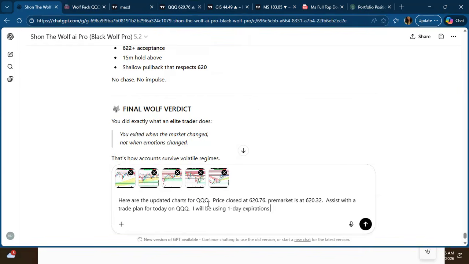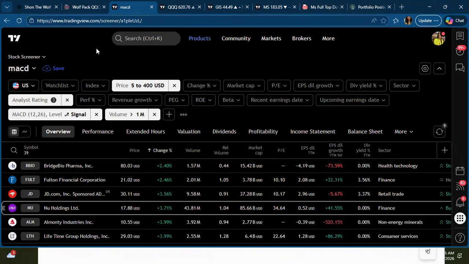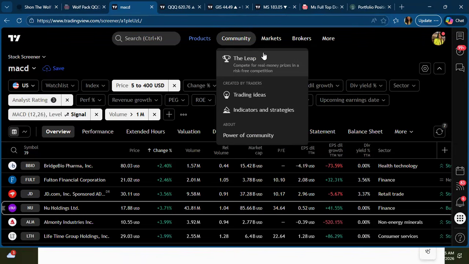So I said, here are the updated charts for QQQ. Price closed at 620.76, pre-market is at 620.32. Assist with a trade plan for today. I will be using 1 day expirations. I'm also going to tell it one more thing before we submit.